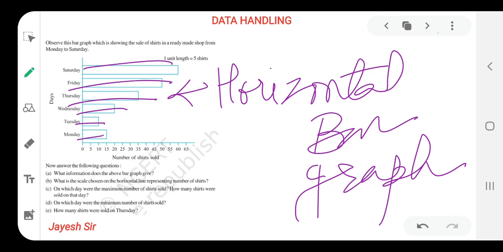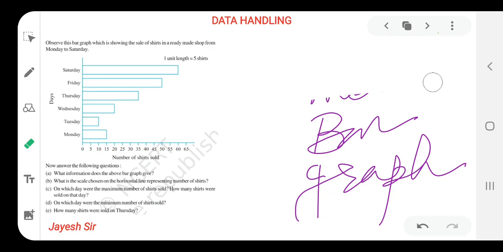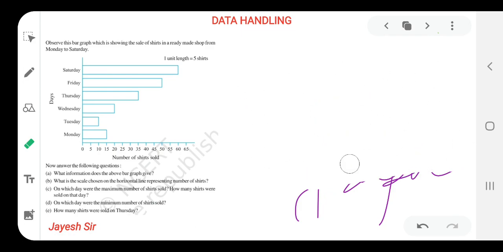Vertical bar graph and horizontal bar graph. This is a horizontal bar graph, and the bar graph in the first question that we have seen was a vertical bar graph. So let us study the question and see what is to be given over there. Observe this bar graph which is showing the sale of shirts in a ready-made shop from Monday to Saturday. Monday to Saturday data is given.